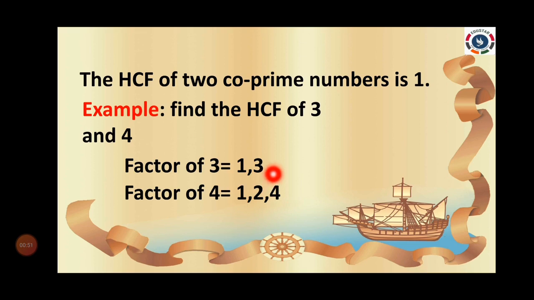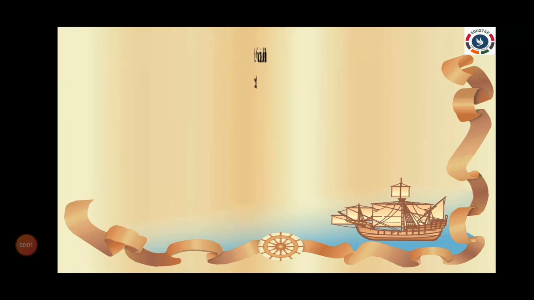Now we are going to compare the factors of both numbers. Which is the common factor here? Only 1. So 3 and 4 have 1 as the common factor. So the HCF of 3 and 4 is equal to 1. So 3 and 4 are co-prime numbers.